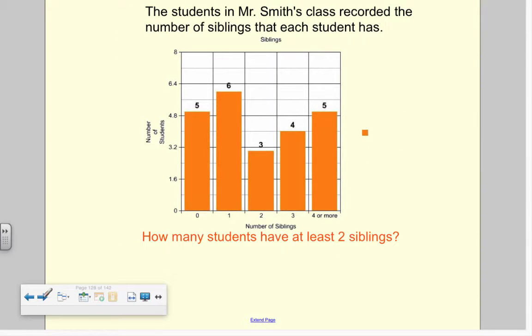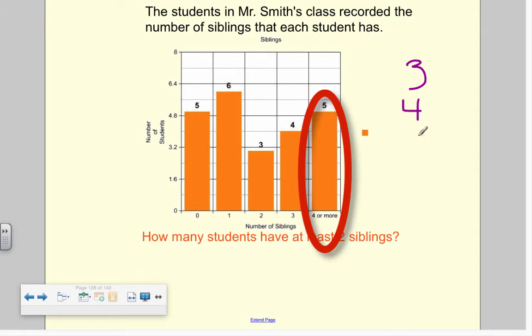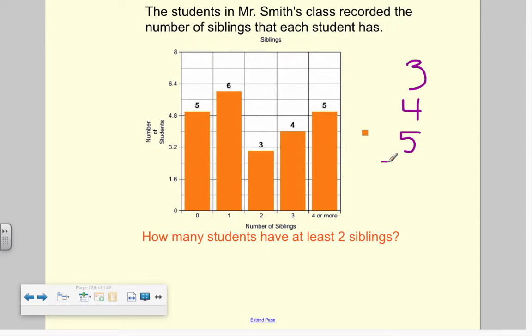The students in Mr. Smith's class recorded the number of siblings each student has. The question asks how many students have at least 2 siblings. At least 2. Well, down here is the number of siblings. 5 people have 0. 6 people have 1. 3 people have 2. 4 people have 3. And 5 people have 4 or more. So how many students have at least 2? If I would add these together, I would get 12 students.